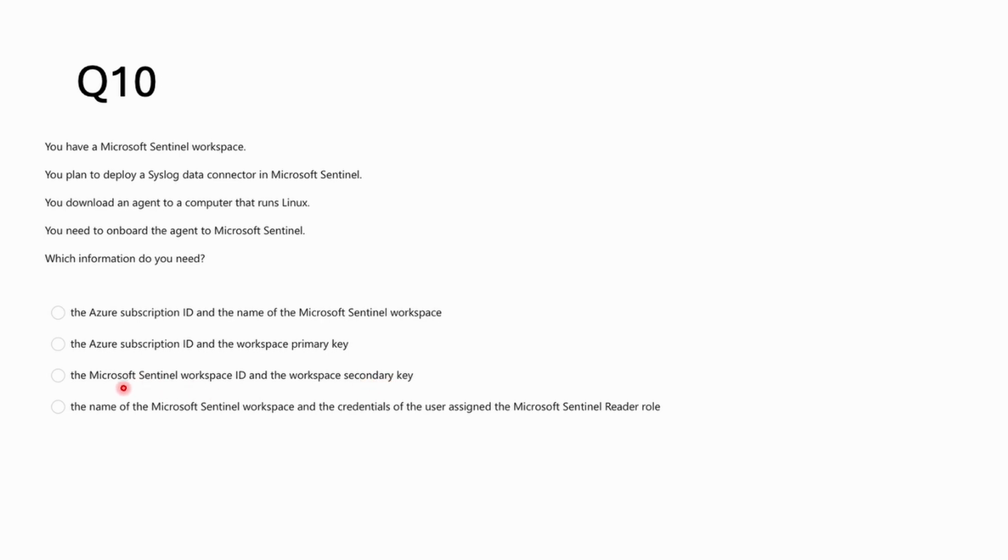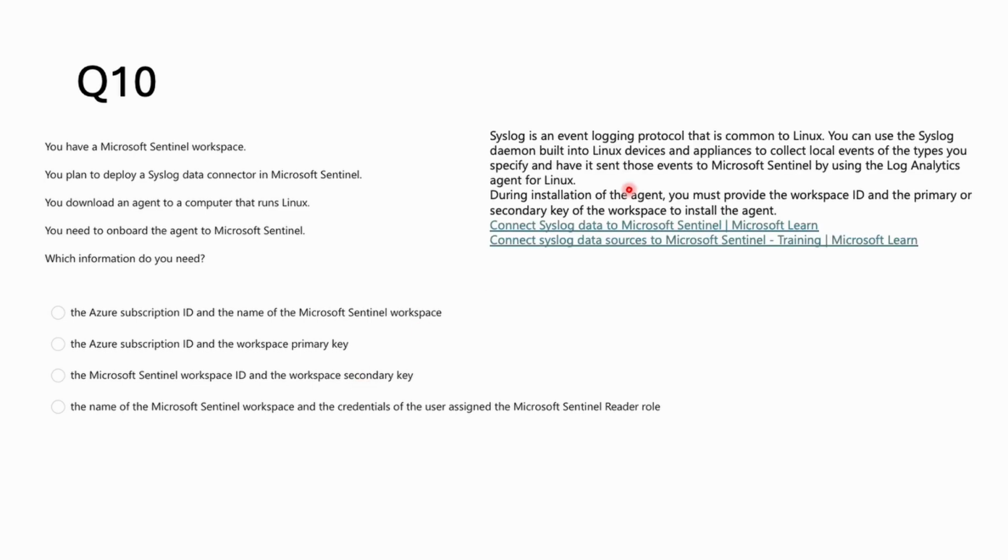The sequence would be we need to provide the workspace ID and then primary or secondary key. So that looks more relevant and more logical. Let's explore the statement, what Microsoft says.